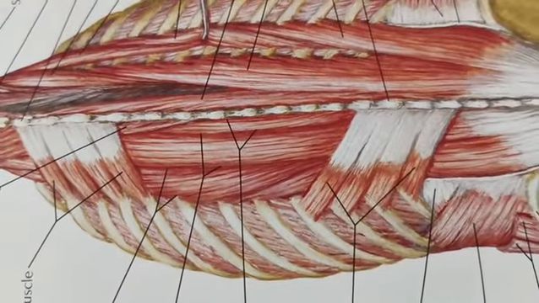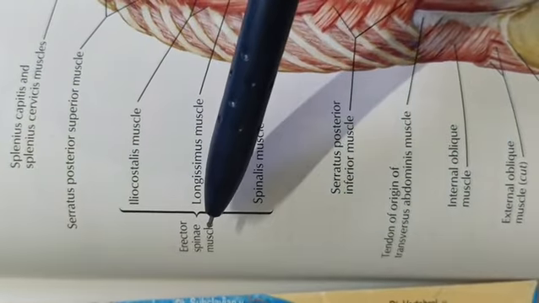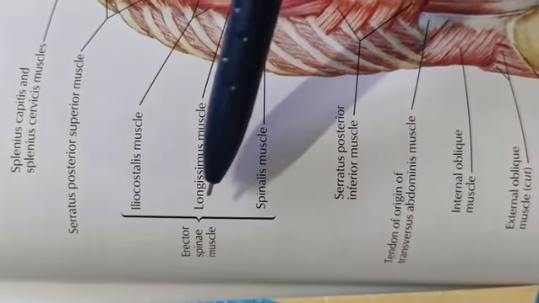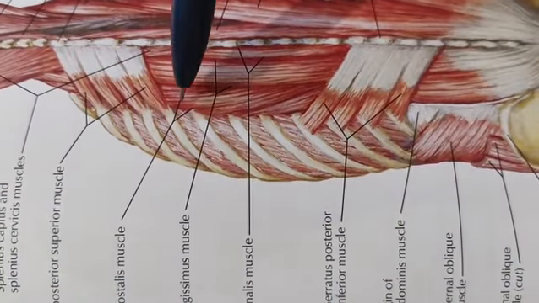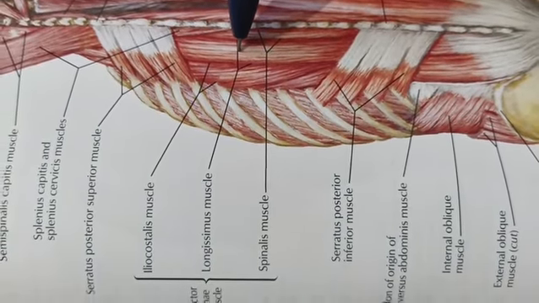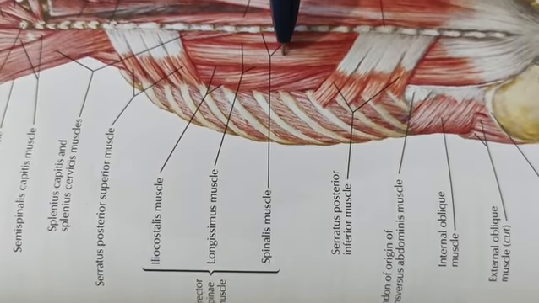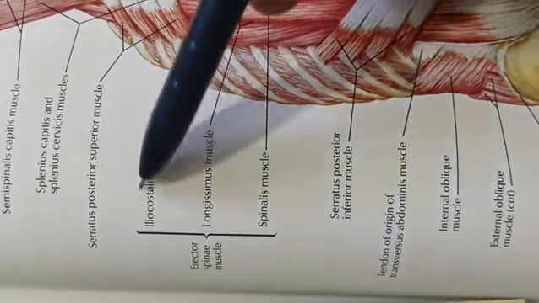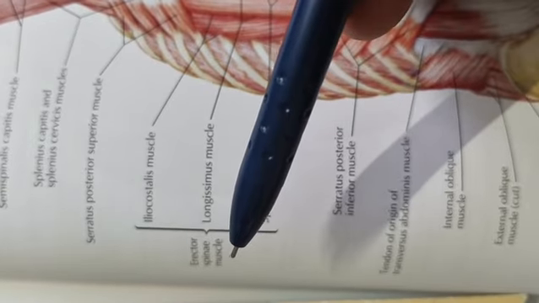One more thing I wanted to explain to you all: see here, this is the erector spinae muscle. These three muscles together are called the erector spinae muscle. See, the iliocostalis muscle, then the longissimus muscle, and then the spinalis muscle. This is spinalis, this is longissimus, and this is iliocostalis muscle.